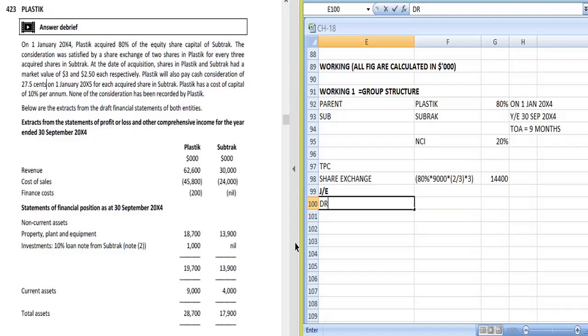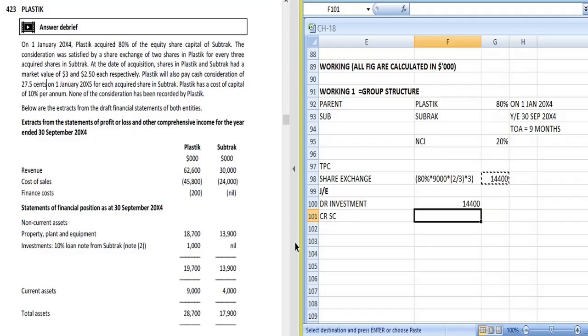So first, debit will be investment, right? Investment amount is, and credit will be share capital. For share capital, what you need to do is just have a look at the formula bar. I am making some changes in this figure. So this 3 is the market value. So share capital will be number of shares into the nominal value, right? So here we will multiply with 1, not 3, because 1 is the nominal value.